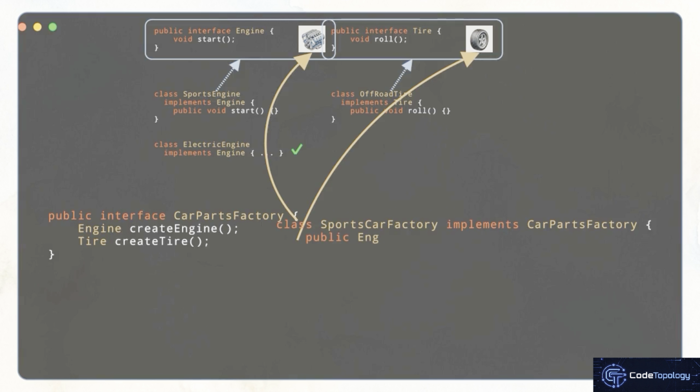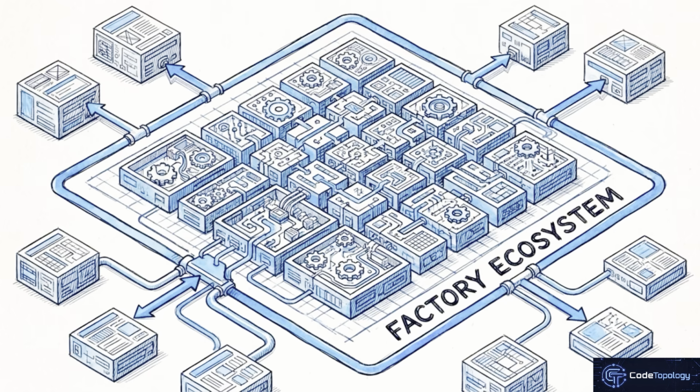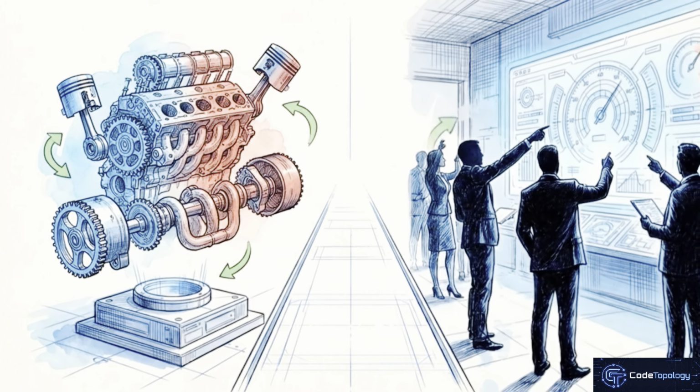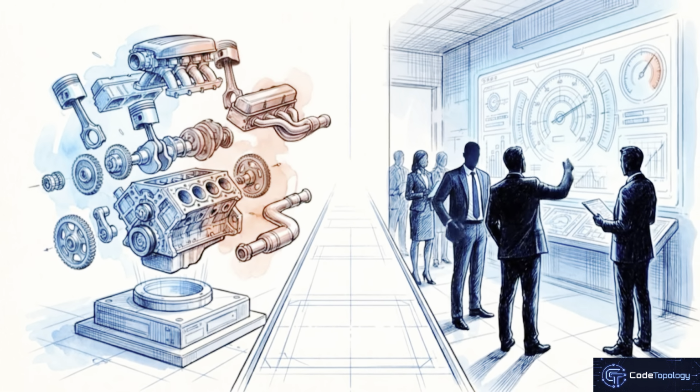Step 3. The abstract factory. We write a car parts factory interface that specifies how to create an engine and a tire. Step 4. The concrete factories. A sports car factory implements the interface and specifically returns a sports engine and a sports tire, locking in that matched set. This bottom-up construction creates a perfectly isolated ecosystem. The logic determining how to create related objects is entirely decoupled from the business logic that uses them.